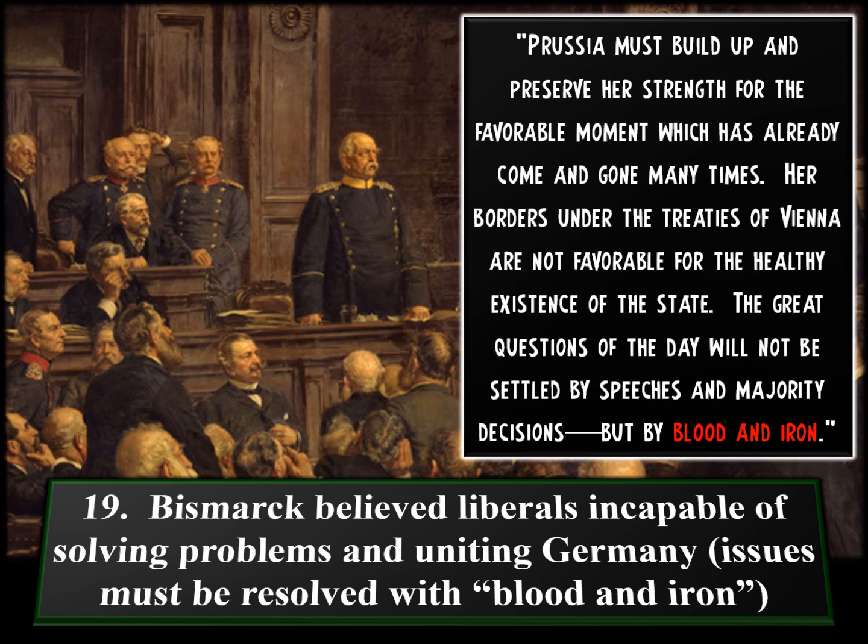He says, Prussia must build up and preserve her strength for the favorable moment which has already come and gone many times, meaning the attempt to unify Germany. Her borders under the treaties of Vienna are not favorable for the healthy existence of the state. The great questions of the day will not be settled by speeches and majority decisions, but by blood and iron. Ultimately, to make a greater Prussia, they will unify Germany under Prussia.